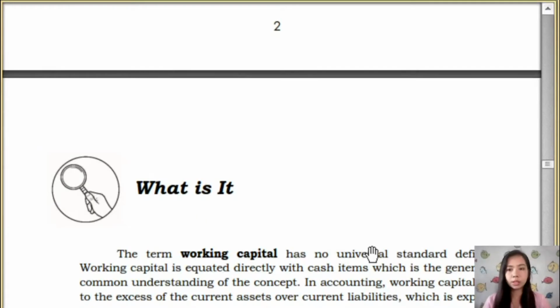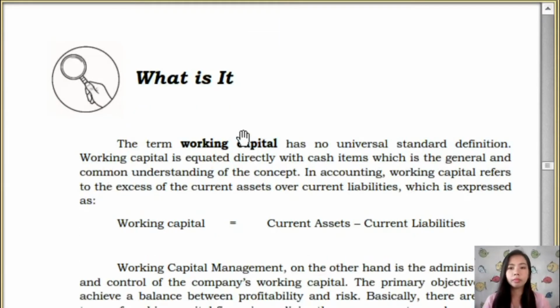Okay, let's start with the lesson proper. What is it? Term working capital, wala daw po siyang definition. But in accounting, working capital refers to the excess of current assets over current liabilities. So, in equation, ito po siya. So, working capital is equals to current assets less current liabilities. So, sa mga current lang po tayo. Okay?